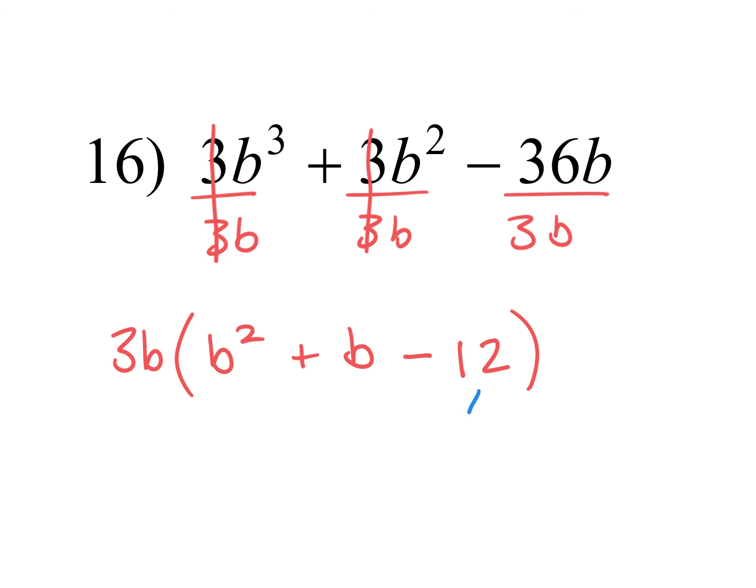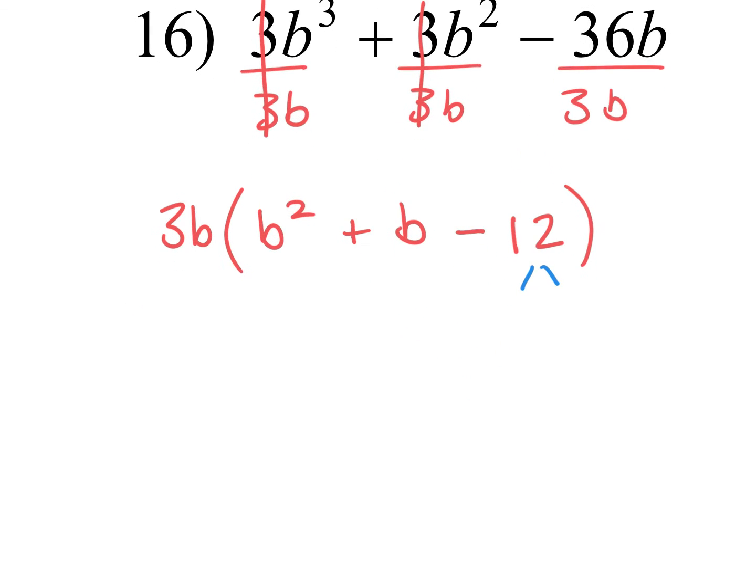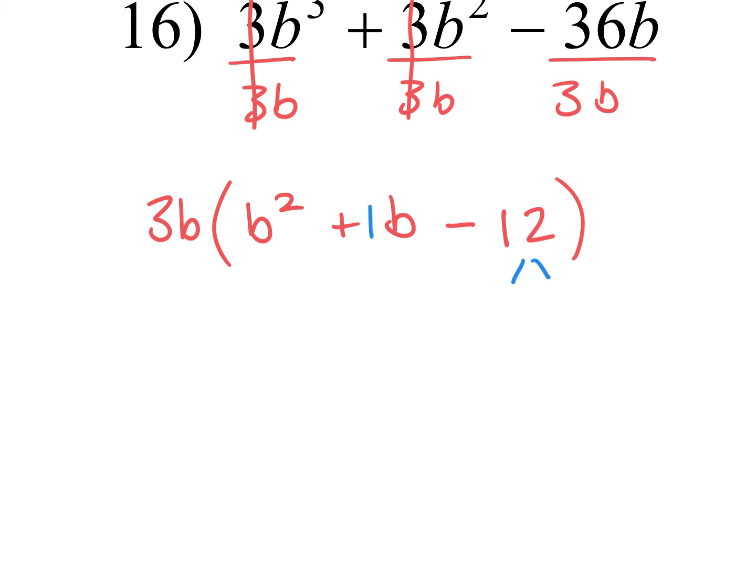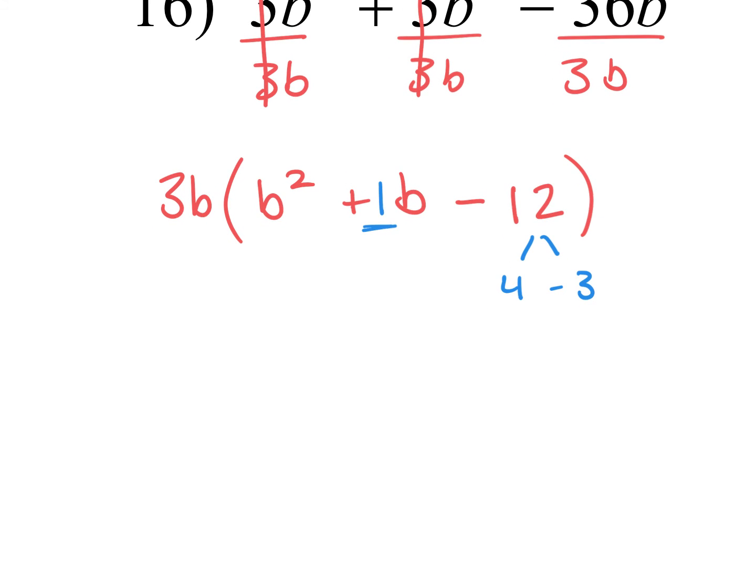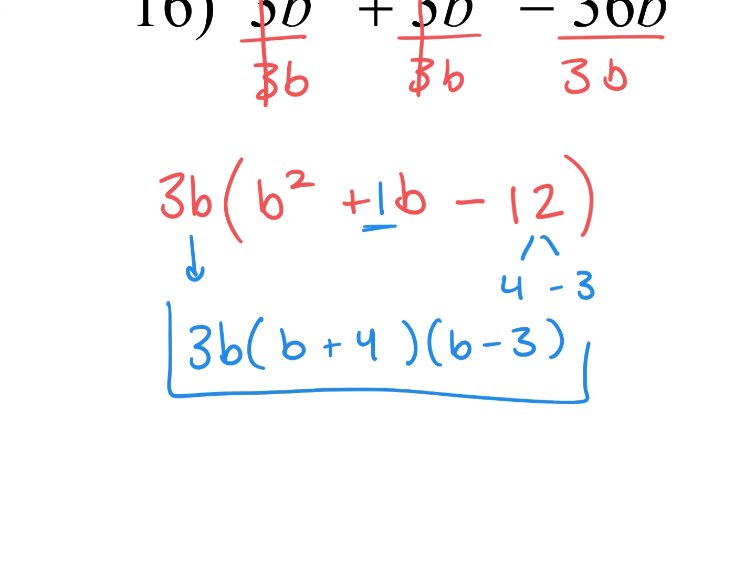Now let's see if I can factor. What are two factors of negative 12 that add to 1? 4 and negative 3. 1 and 12 are factors, but they don't add to 1. So they have to add up to whatever the middle number is. So what goes in my parentheses? B plus 4 and B minus 3. And then 3b goes on the outside. Any questions?